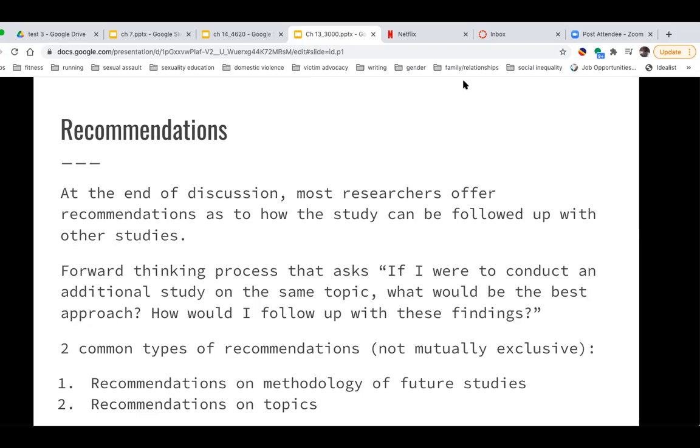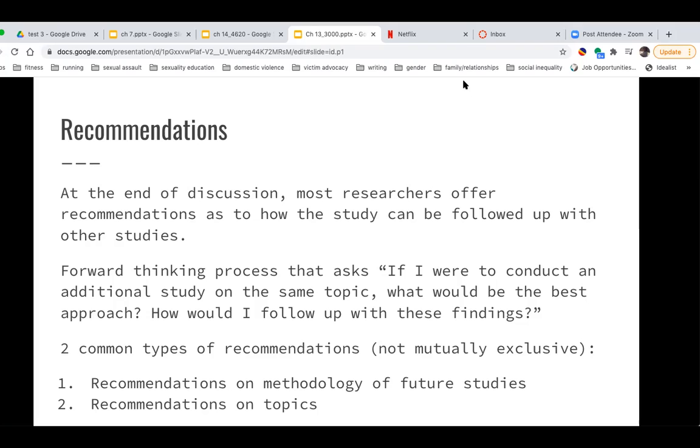Now, sometimes that's because the researcher will in fact follow up with this study and on these findings, and they will do additional study on this topic. But sometimes it's them just offering some ideas about how to expand upon their study to other researchers, to people reading their work, to other people interested in the same phenomena. There are two common types of recommendations that people offer. These aren't mutually exclusive, meaning it's not like you can only do one or the other. You obviously can do one or the other or both.